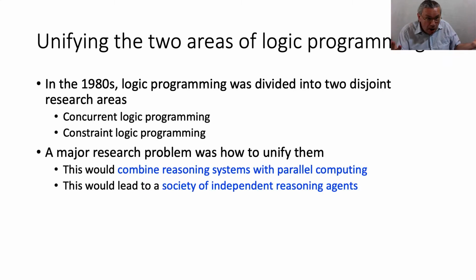So a major problem in research was how to unify them, how to define a single model that could express both of these different approaches. This would combine reasoning systems from the constraint side with parallel computing systems from the concurrency side, leading to systems that would consist of a society of independent reasoning agents, kind of inspired by Marvin Minsky's Society of Mind.